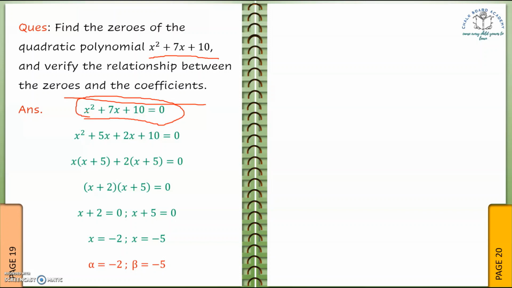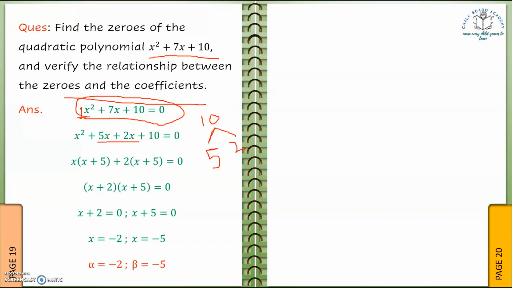Here no number is present before x square, so we can say that it is 1. So 1 into 10, that is 10. So now we have to split 10 in a way that after multiplying we get the answer as 10, and after adding we get the answer as 7. So 10 has two factors, that is 5 and 2. So we are just using that. So 5 plus 2, that is 7, and 5 into 2, that is 10. So we got the factors here.